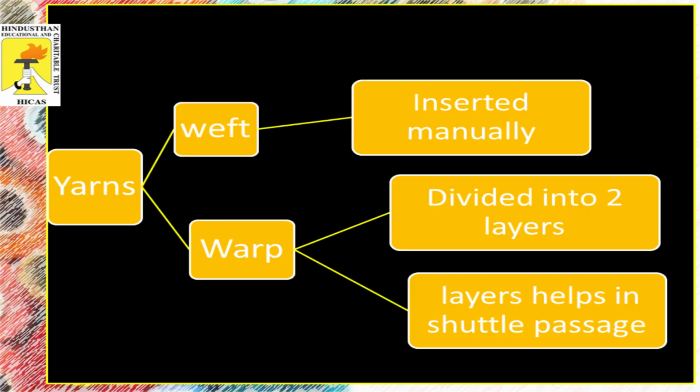Next, yarns used here are warp and weft yarns. Weft is inserted manually and the warp is divided into two layers, which helps in the passage of the shuttle to insert the weft yarn.